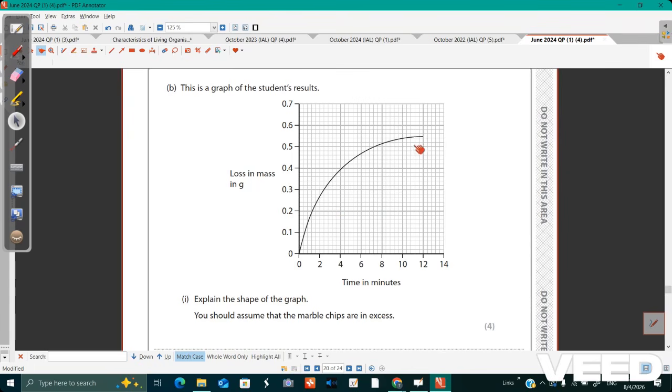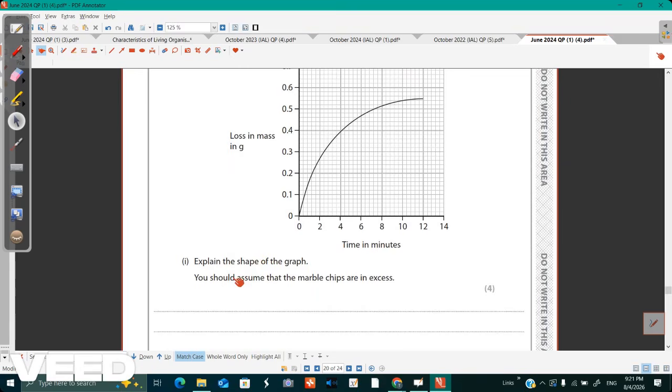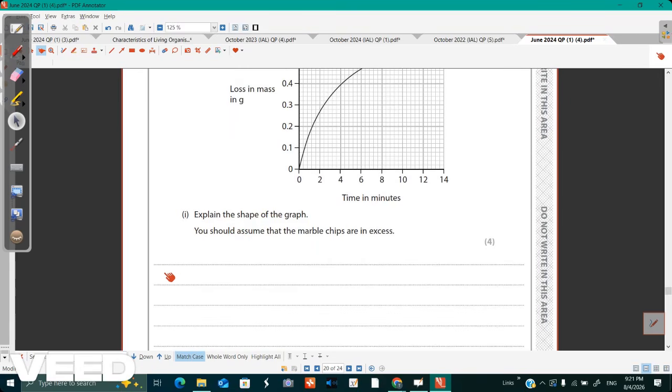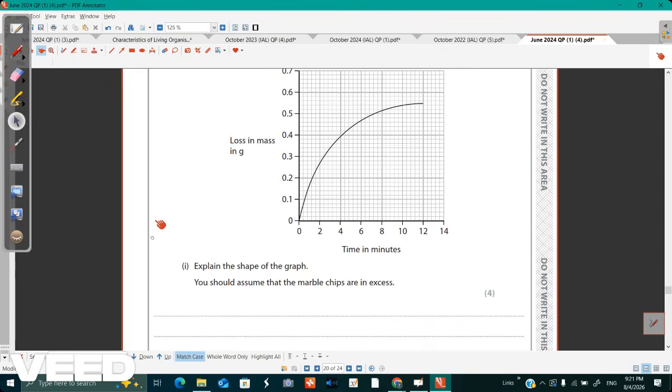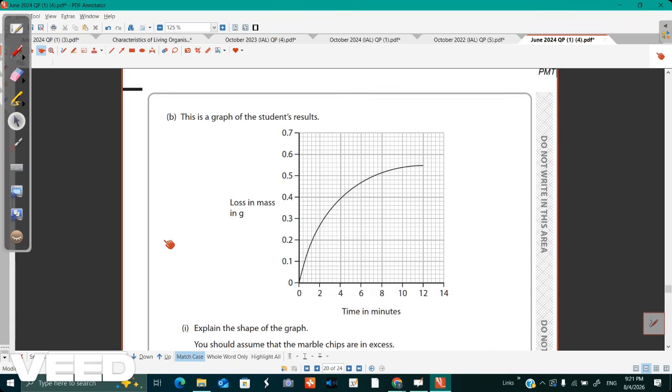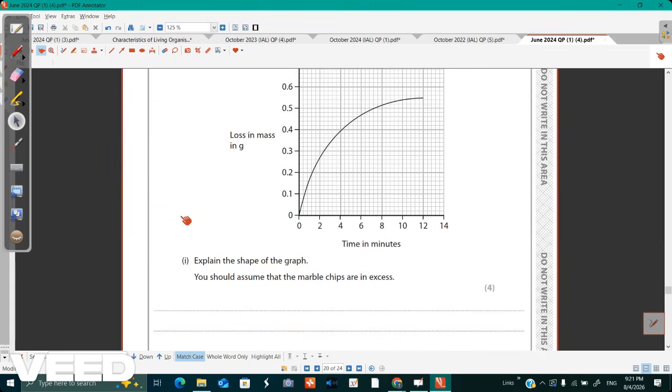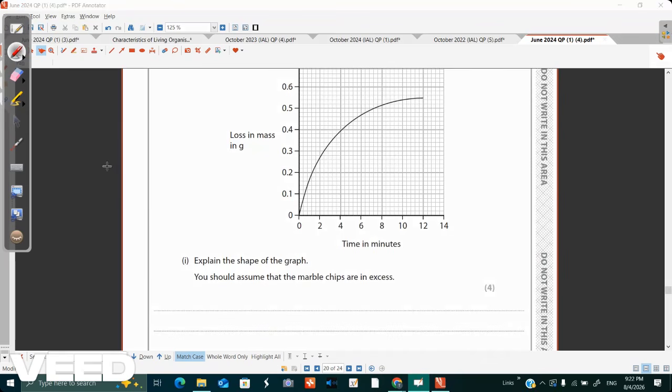Mass lost: it is what happens later. It has become constant, little by little. Explain the shape of the graph. You should assume that the marble chips are in excess. So you just write at the beginning what is the reaction, what is happening here in the middle, and what is happening here at the end, and why. So you should explain these three points.